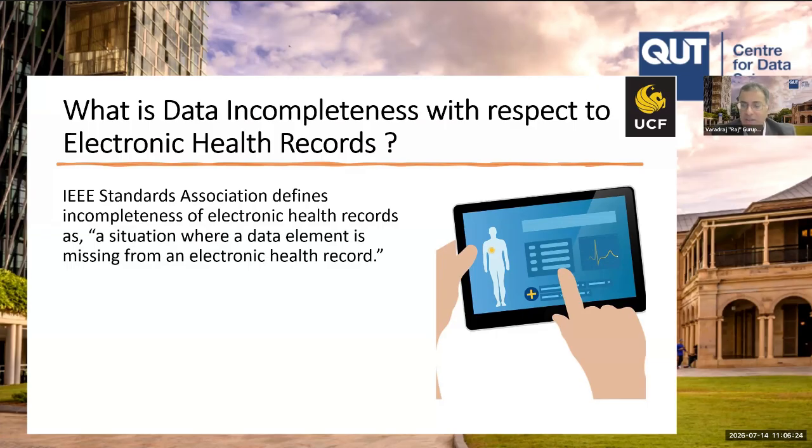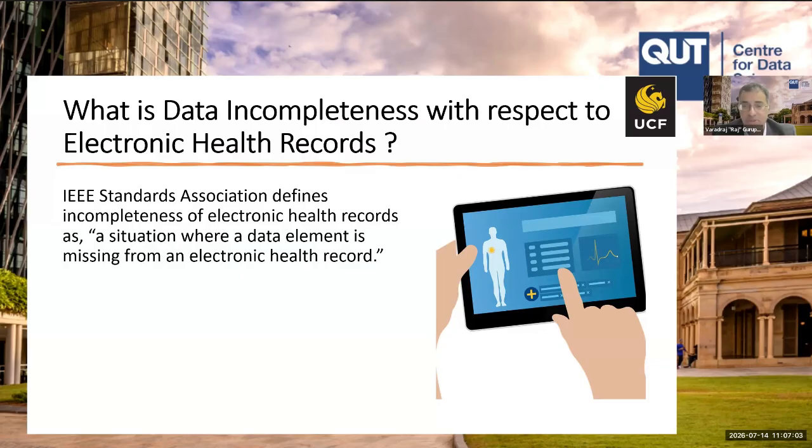But when I became a faculty, I thought, this is a problem that's worth exploring. But before we start exploring the problem, you've got to define the problem. And the definition for the problem came many, many years after I started researching it. More recently, just a couple of years ago, we formed the ICAD work group for global data quality standards for electronic health records with the IEEE Standards Association. So our group defined incompleteness of electronic health records as a situation where a data element is missing from an electronic health record. Very simple.